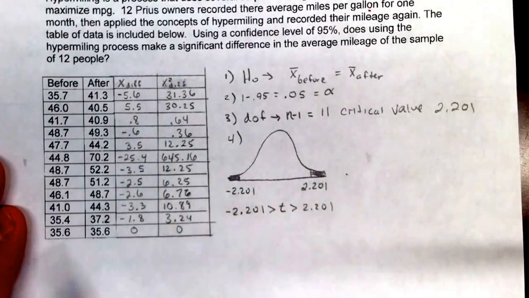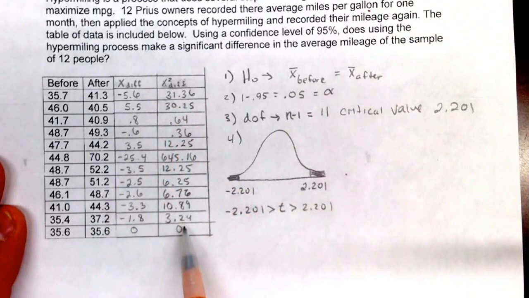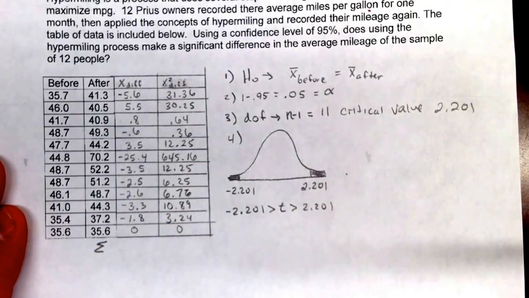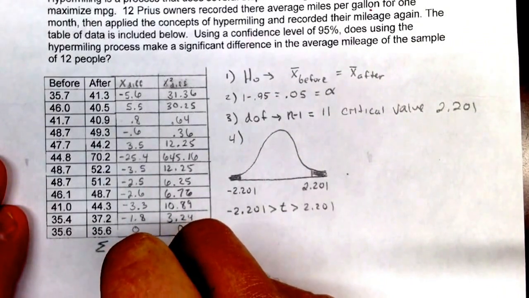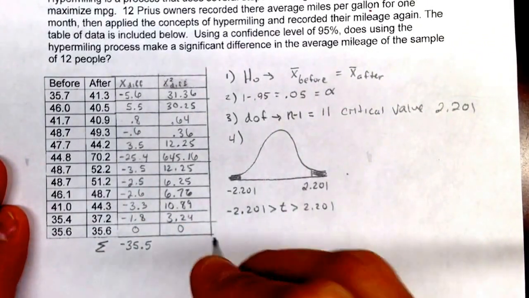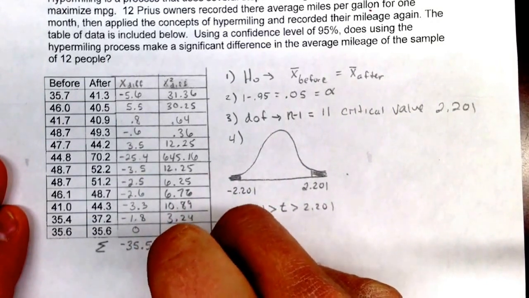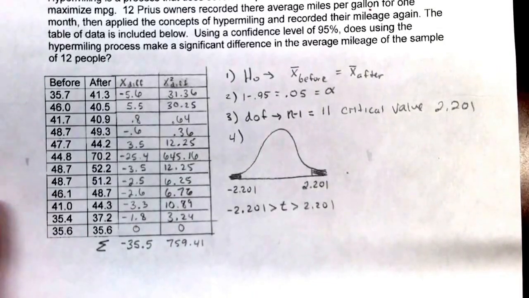And then after that, you would go through the process of bringing these down and find their sums. So the sums for each of these, the sum of x, in this case is negative 35.5. I think one of the classes got this far. And the sum of x squared is going to be 759.41. So those are the values we got for that.